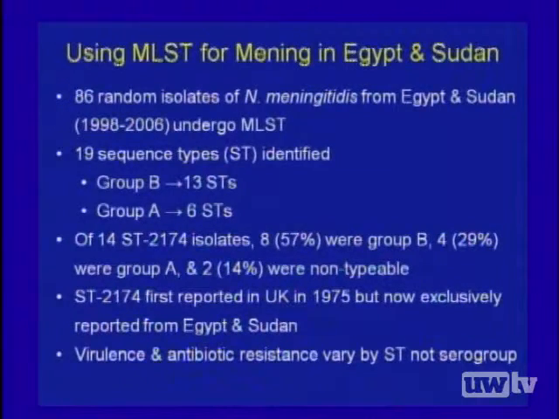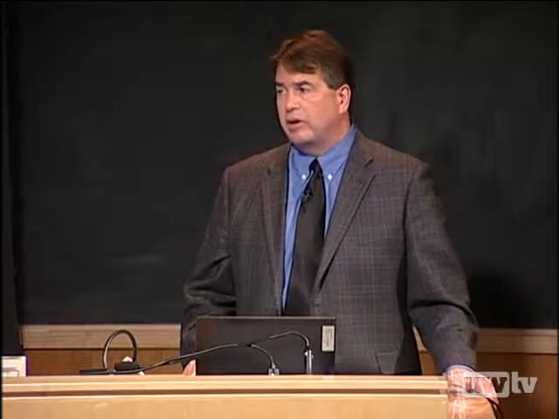Now, ST2174 had first been reported in the United Kingdom in 1975, but almost disappeared from the rest of the world, and now it's almost exclusively reported in Egypt and Sudan. Why that occurs is still a subject of study, and underscores why we need to know where particular clones are. The virulence and the antibiotic resistance in these organisms that we looked at did vary greatly by sequence type, not by serogroup. And we're preparing this piece right now for publication.